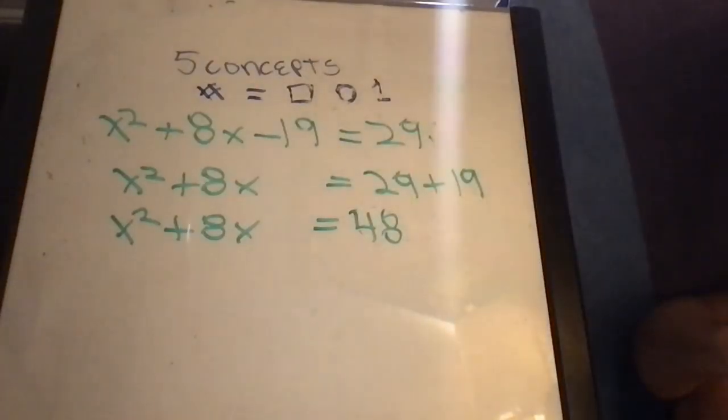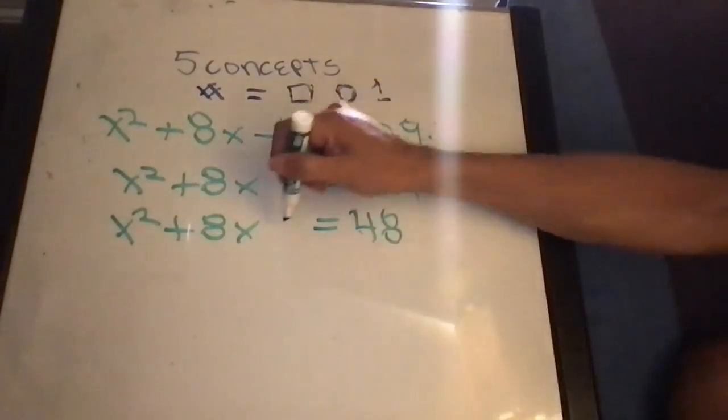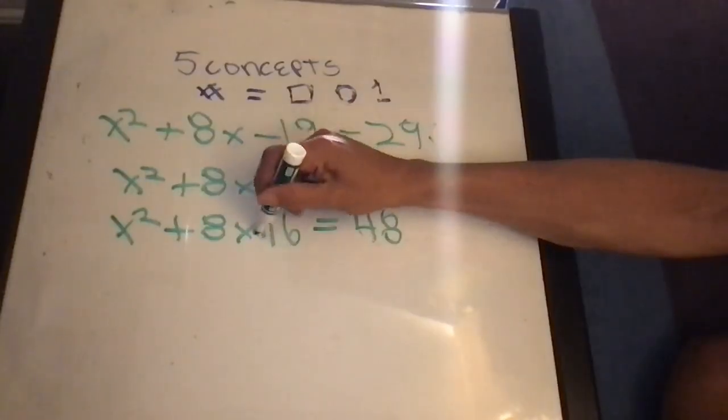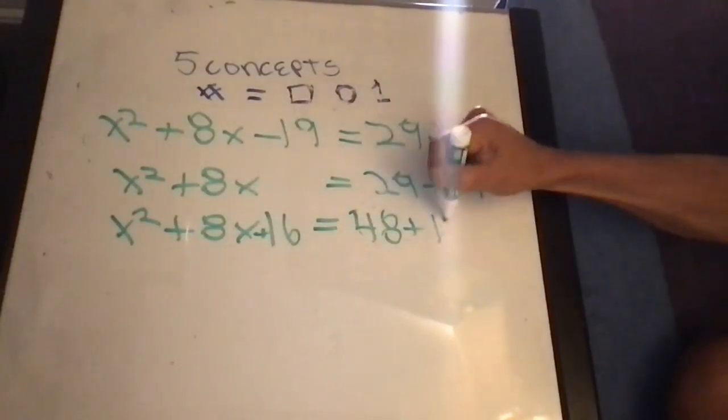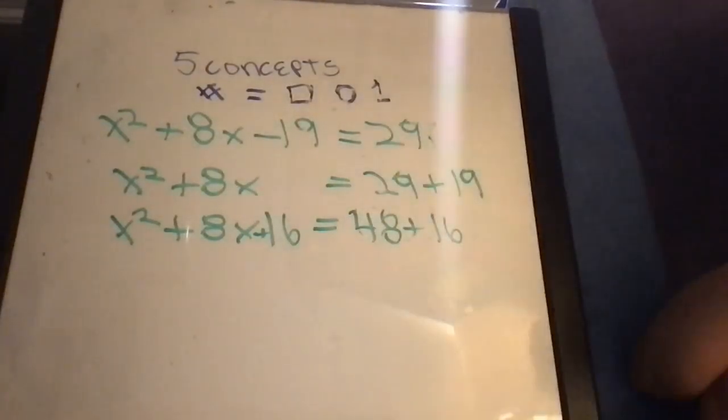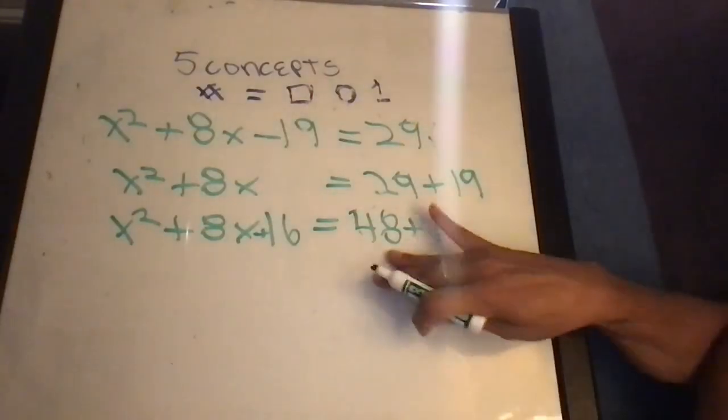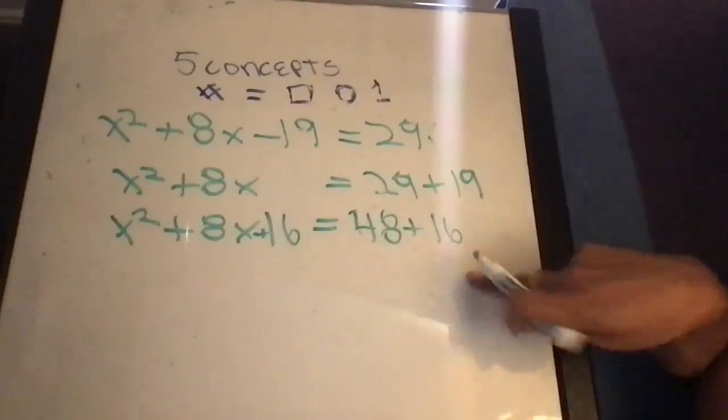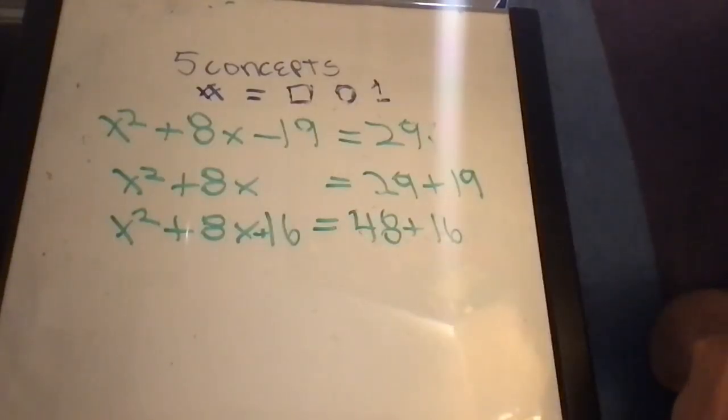All right, now what completes the square? 16? And then what? Square root both sides. What's 48 and 16? This is like a whole bunch of 8s over here. There's like 6 8s and 2 more 8s. That would be 8 8s, and 8 8s is 64.